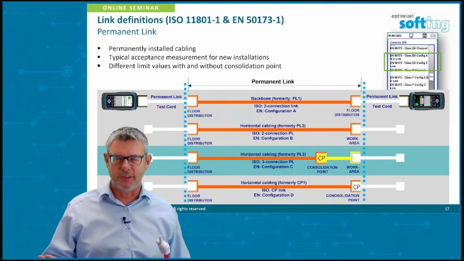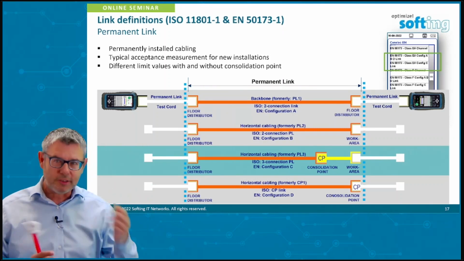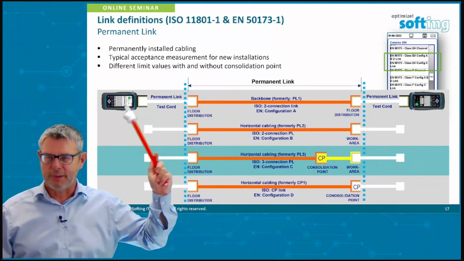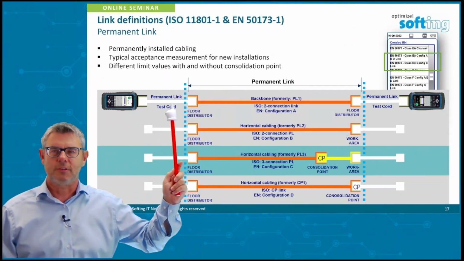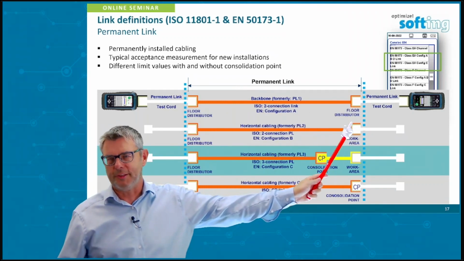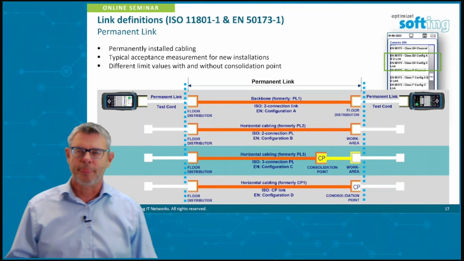Okay, there's permanent link. Just set up the instrument to the proper standard, the proper topology you want to measure, and make sure that you use the proper adapters here, permanent link adapters, so the instrument will automatically begin the measurement here and the measurement on the other blue line. That's permanent link testing. That's a typical acceptance measurement.